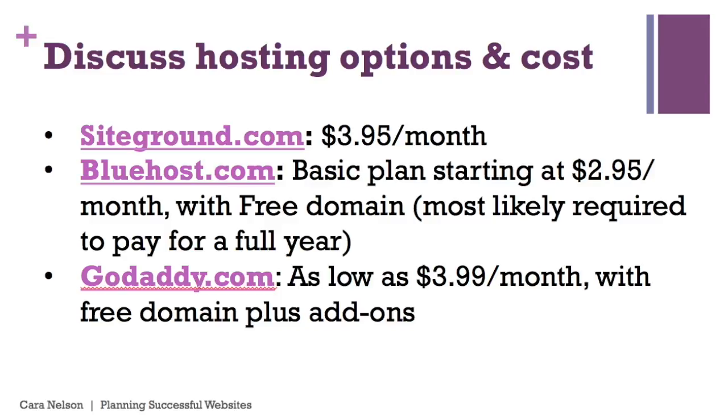SiteGround.com is about $3.95 a month. We'll go look at a little bit more of those details. Bluehost.com is $2.95 and comes with a free domain. Most of these do come with a free domain. So if you don't own a domain name, we can purchase it through them. I just want you to be aware of this. We're going to probably talk a little bit more about this in a class coming up in week 2, but I'm just trying to get this out in front of you at this point.